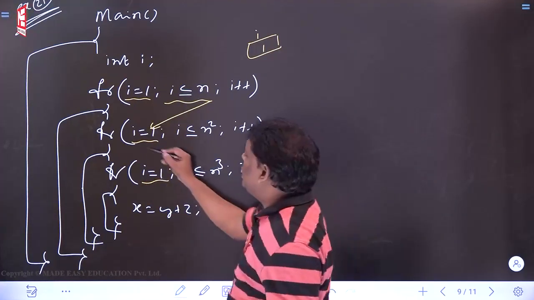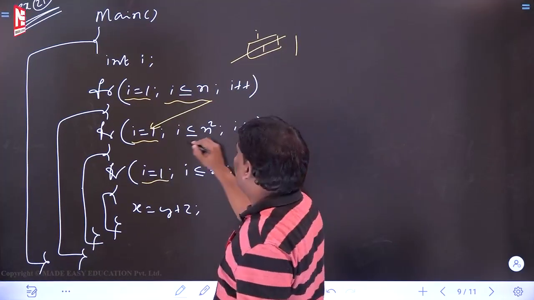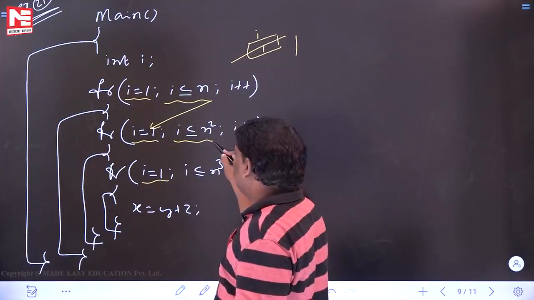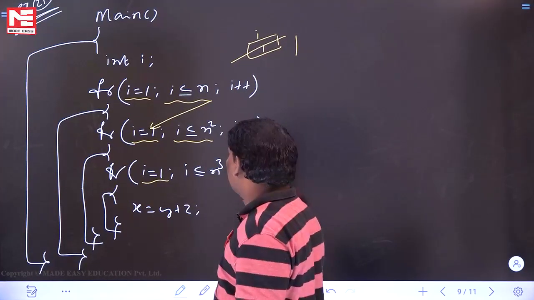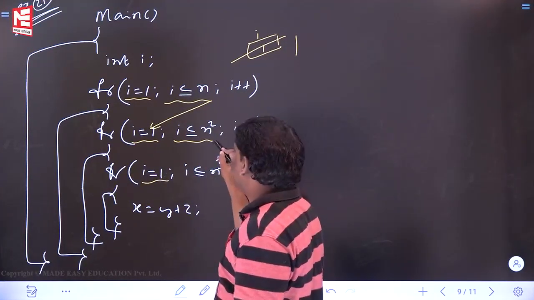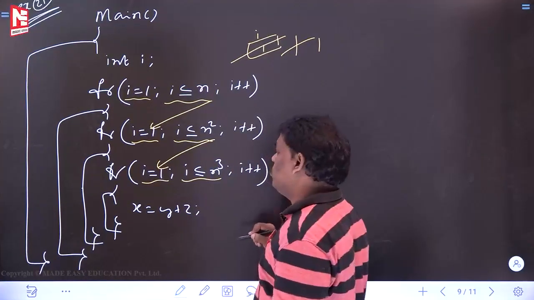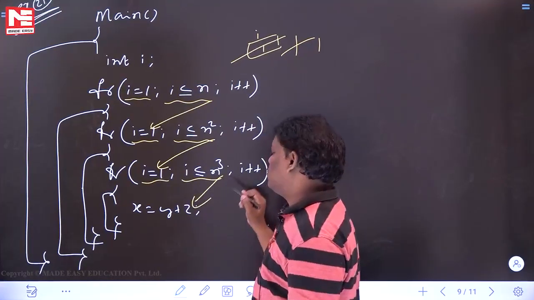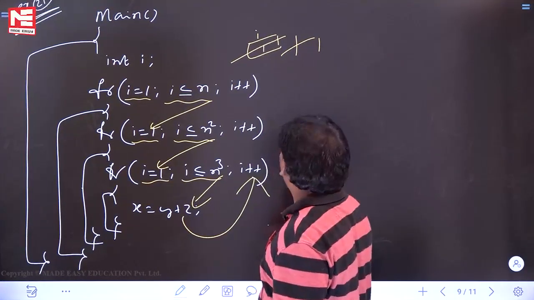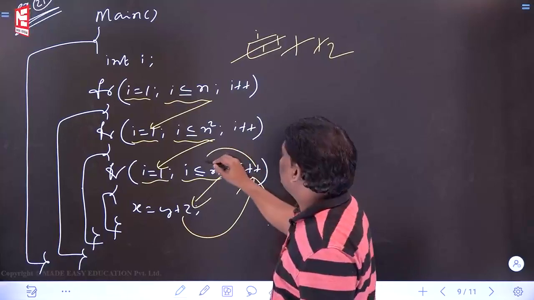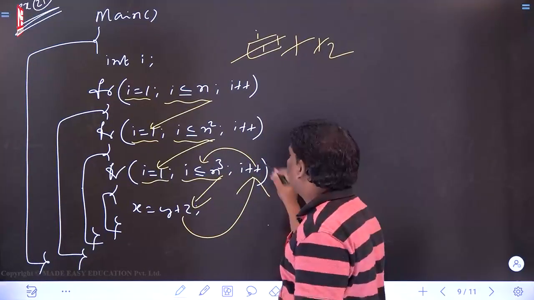So once again, i is equal to 1, the same i. 1 less than or equal to n square, true. For every true, you have to execute the statement, and this statement is a loop, so you execute from here. Again, i is equal to 1. 1 less than or equal to n cube. Execute the statement. Afterwards, increment, so the i value becomes 2. 2 less than or equal to n cube, true. This will continue.